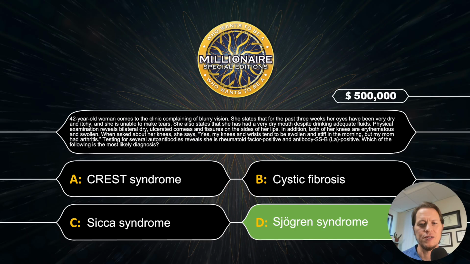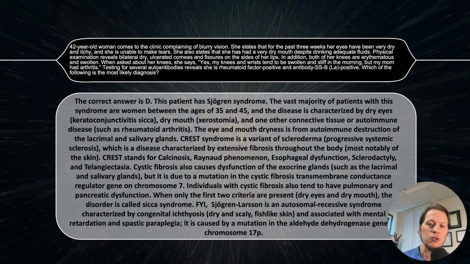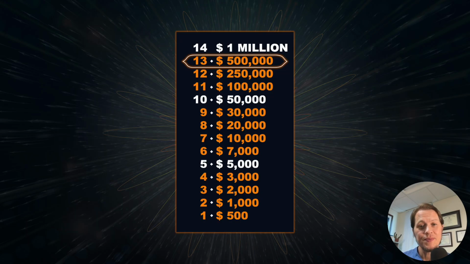Sjogren's. Yes, so this is Sjogren's. You can kind of read about the explanation there. CREST and other ones are kind of variants of scleroderma and whatnot, but this one, once you learn the phenotype of this, you should be able to figure this one out. Okay, here we go.